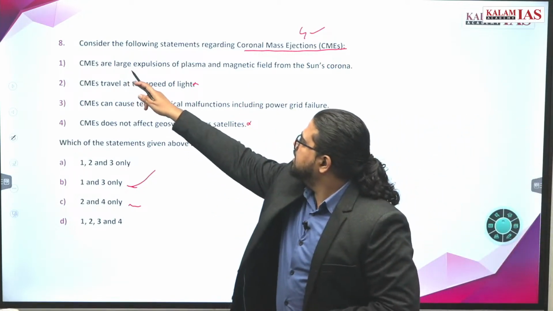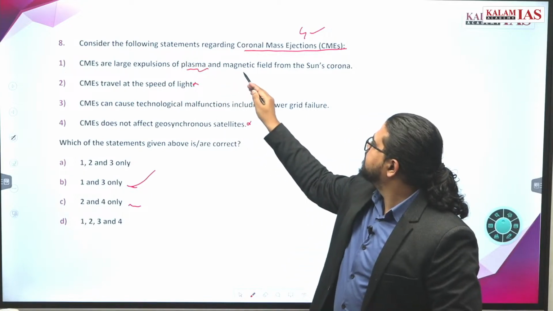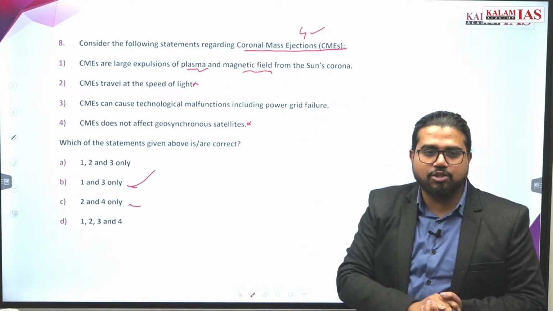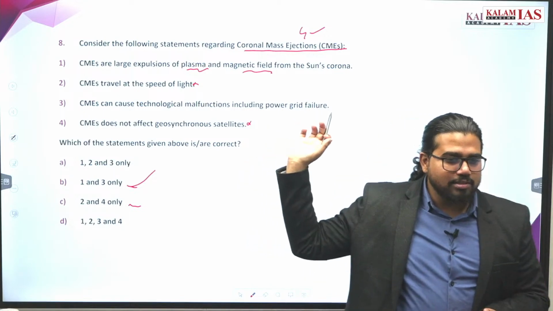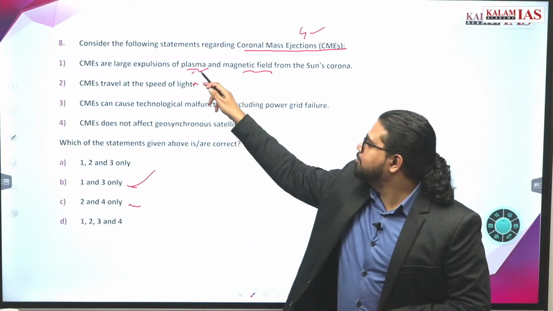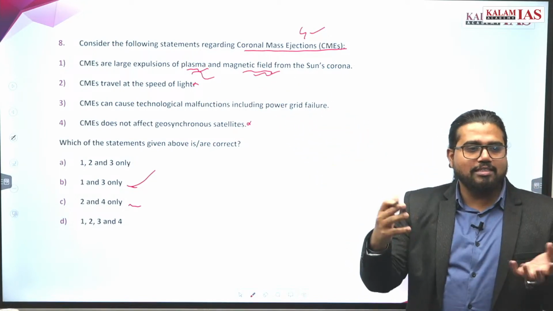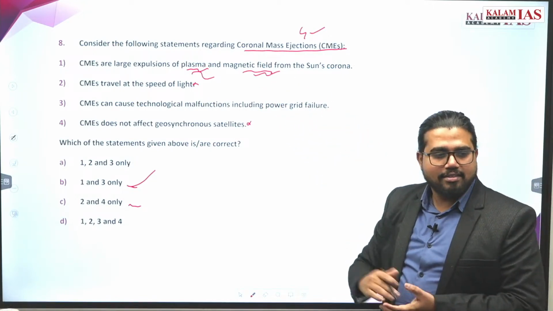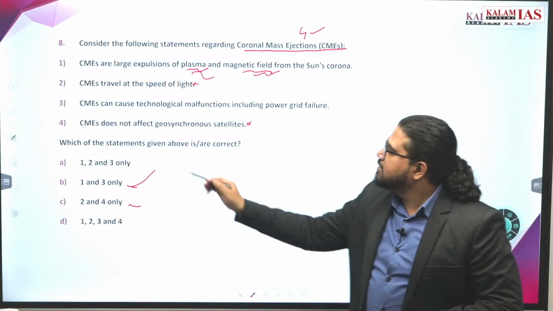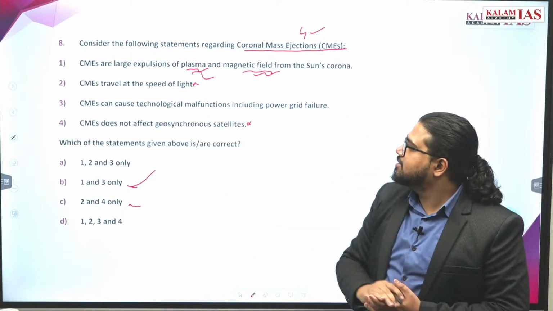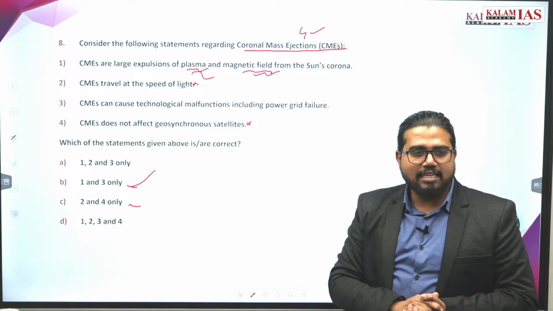So CMEs are large explosions of plasma and magnetic field from the sun's corona. Can this be true or wrong? This can be right. There is so much plasma in the sun. Magnetic field also, we know all this. It's very much possible. CMEs can travel at the speed of light. Can this be right or wrong?